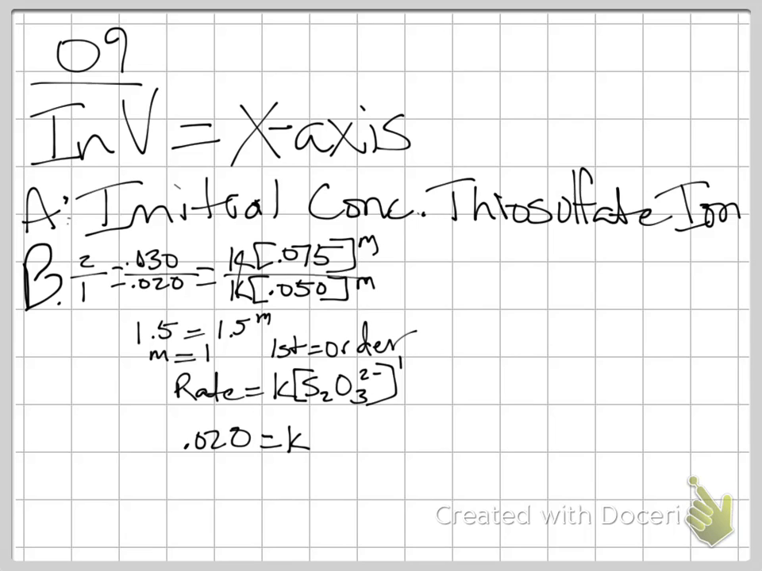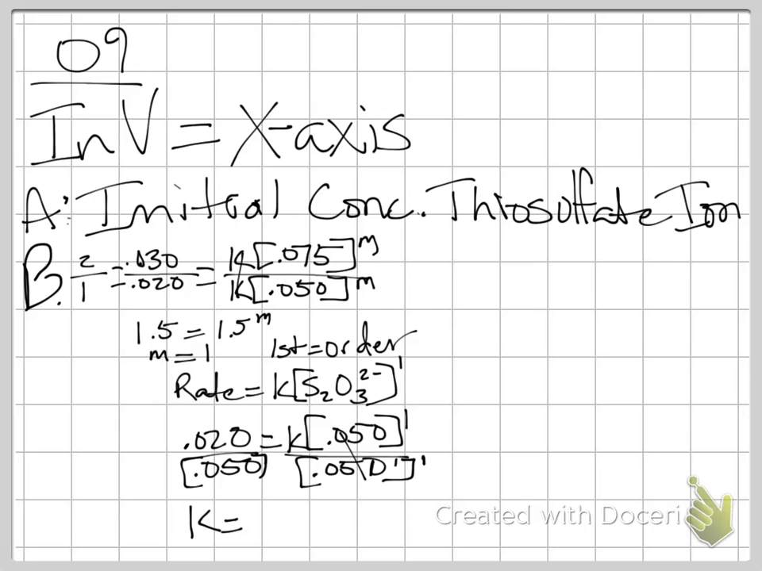equals K times 0.050 raised to the first power, divided by 0.050 raised to the first power. I'm going to get K equals 0.40.